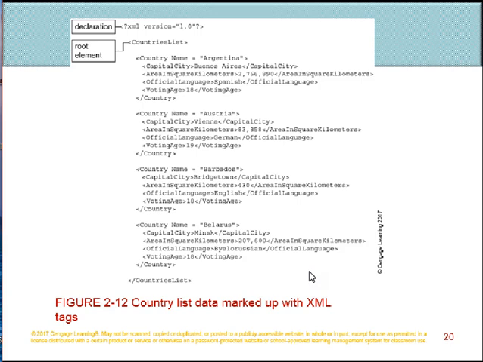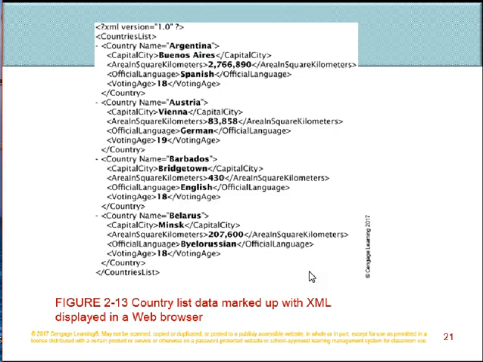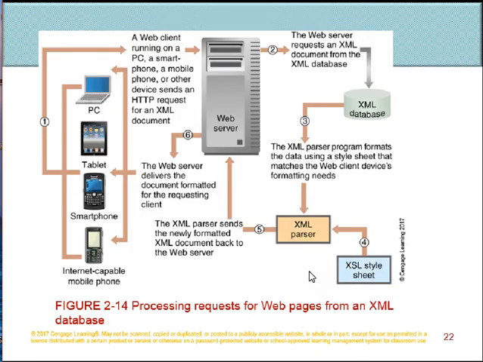Here's the same country list that's marked up with XML tags. And you've got your declaration of the version, and then a root element and further definition of country names within the country list. And this is what the raw XML would look like when displayed in a browser. But as mentioned, you can create an XSL that provides a better presentation for it.